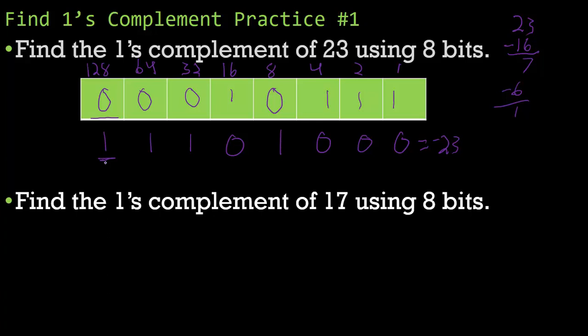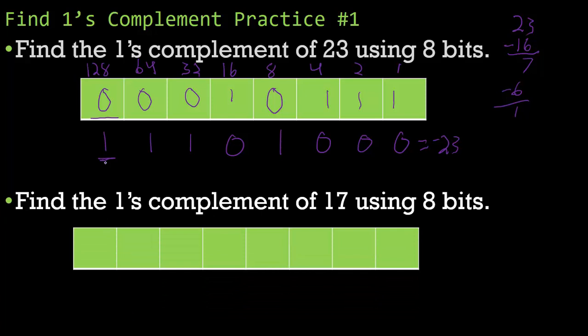All right, let's find the ones complement of 17 using 8 bits. So I'm going to use the same values I did up here. I can't have 128. I can't have 64. I can't have 32. I can use 16. And then I'll also need 1, which will get me to 17. That is not the answer, because it wants us to find the ones complement of positive 17.